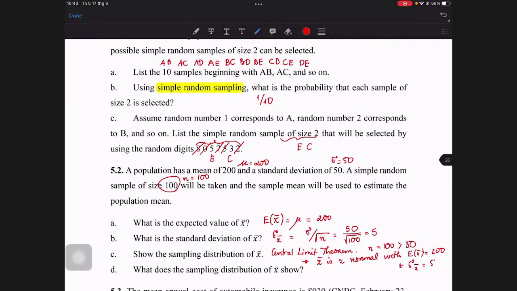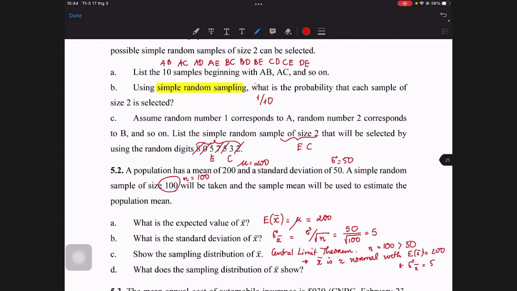And this is according to the central limit theorem. The central limit theorem suggests that whenever the sample size is at least 30, then X bar is approximately normally distributed.